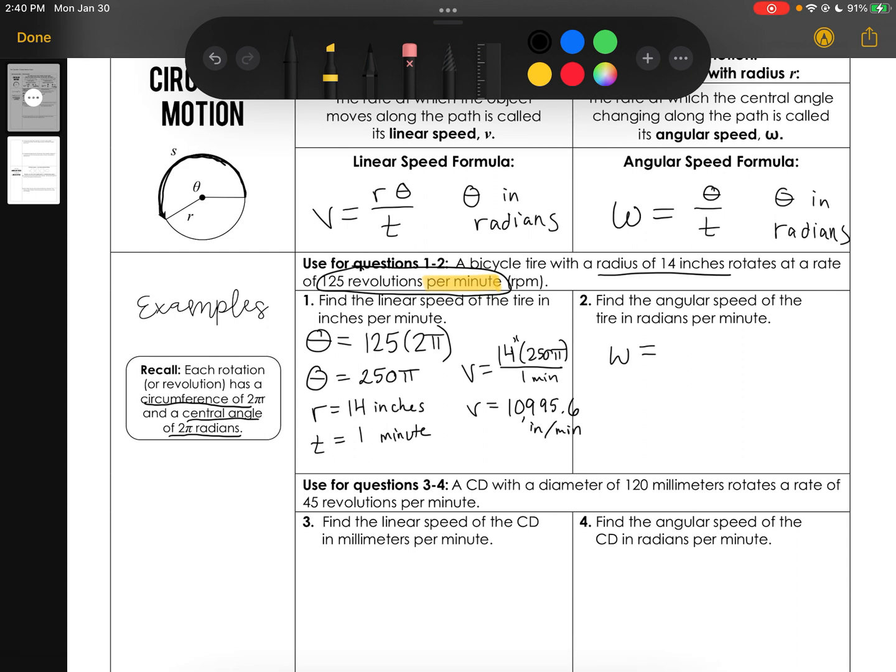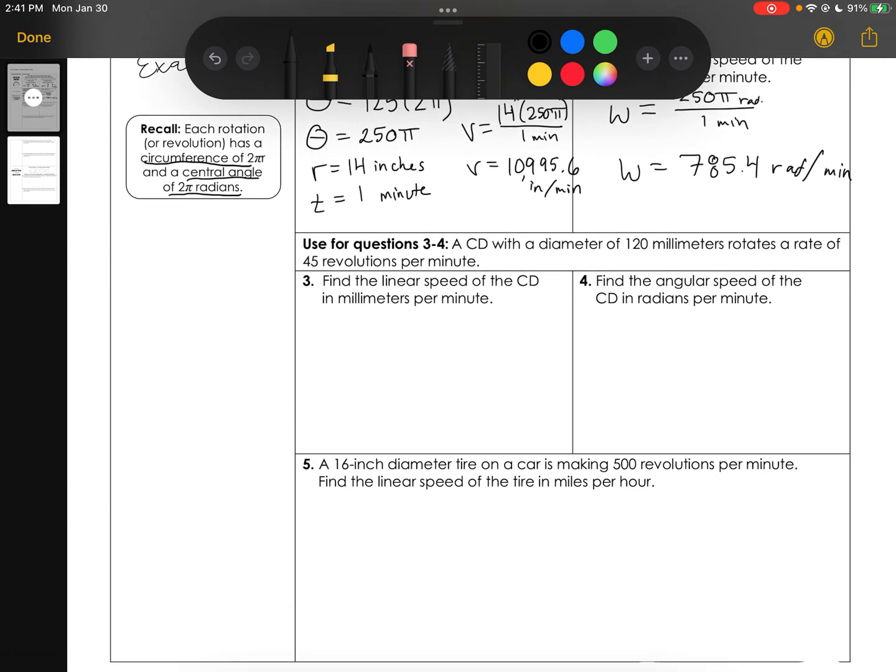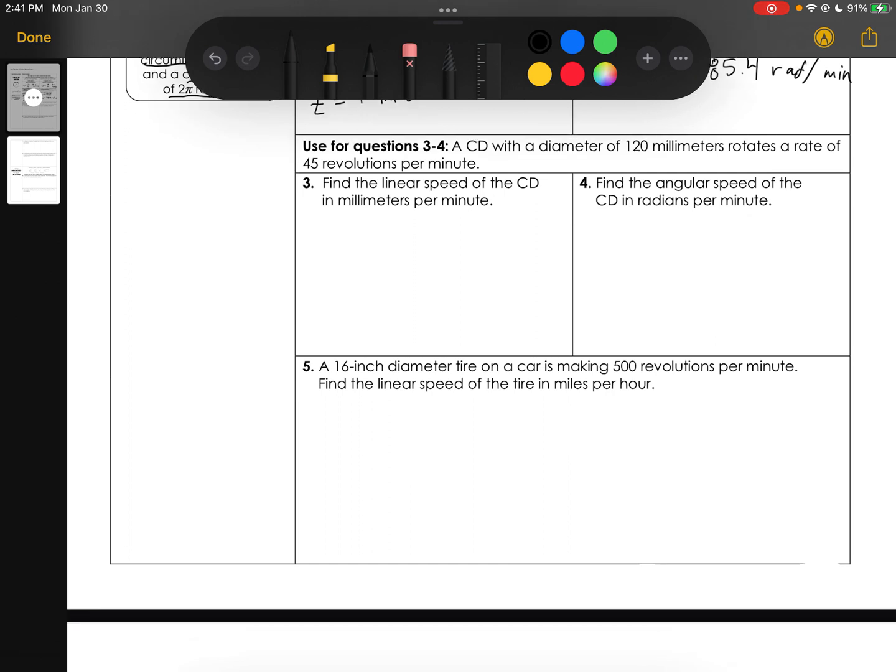The next one is angular speed, how quickly in radians our angle is moving. It's just theta over t. We've already solved for theta, which is 250 pi radians, and on the bottom we have 1 minute as our unit of time. So we simply punch in 250 times pi divided by 1, and we get 785.4 radians per minute. So this idea works for each of the questions as we go through.